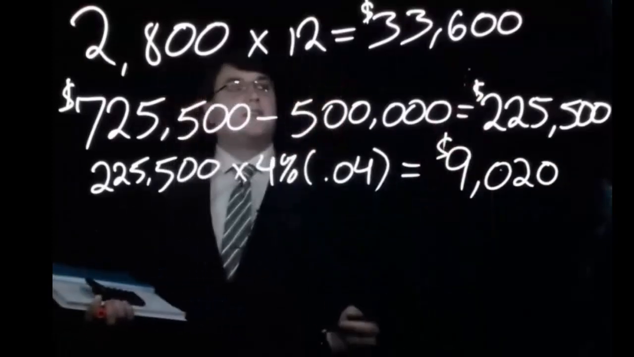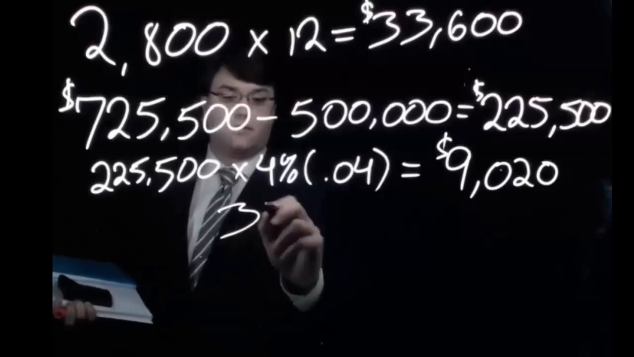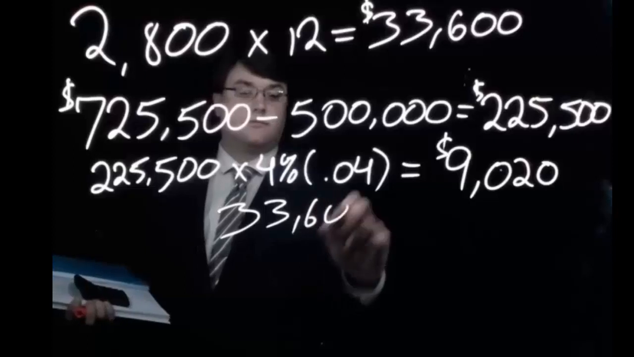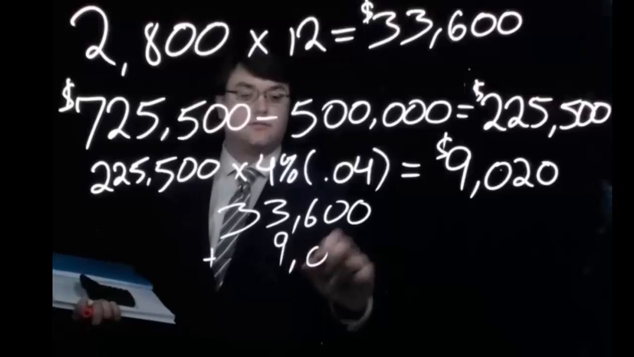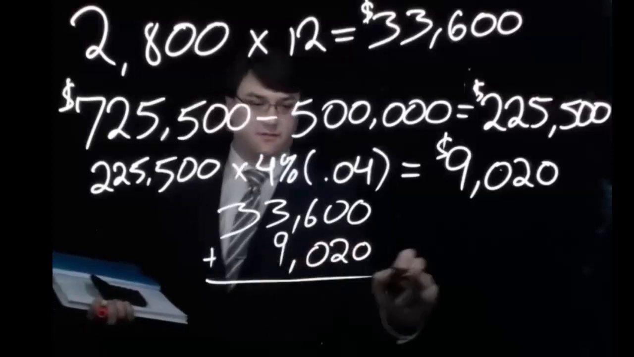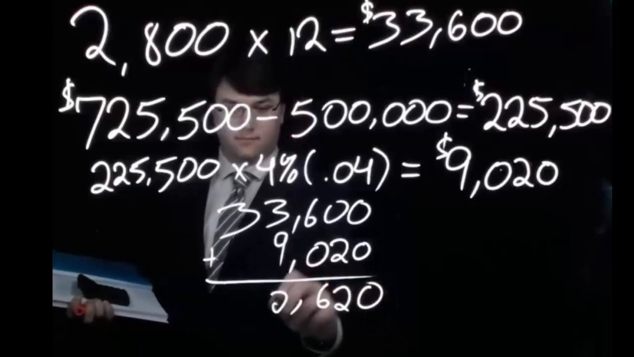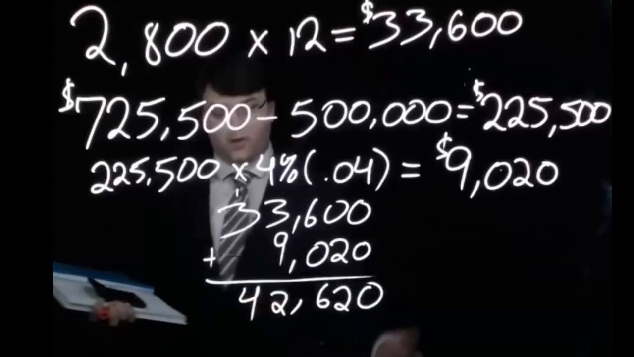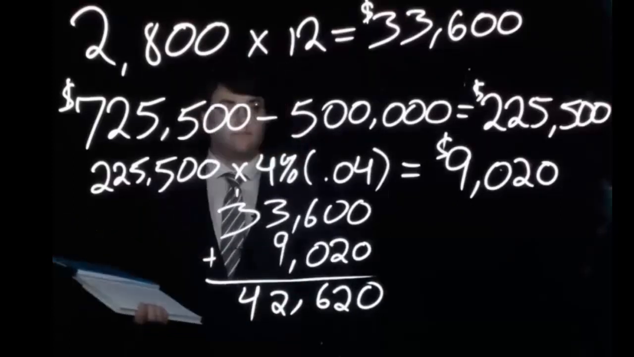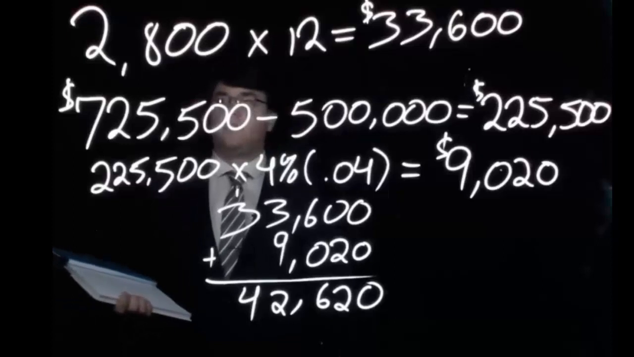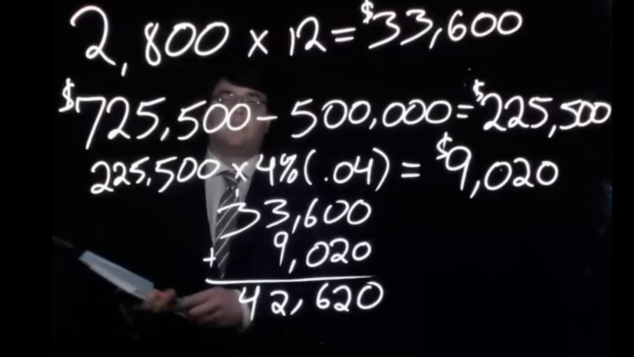And for the total rent at the end of the year, they're going to pay $33,600 plus this $9,020 on top of it, which should give us $42,620. So here's one example. We're going to do one more to help you understand the process, so get ready for the next problem.